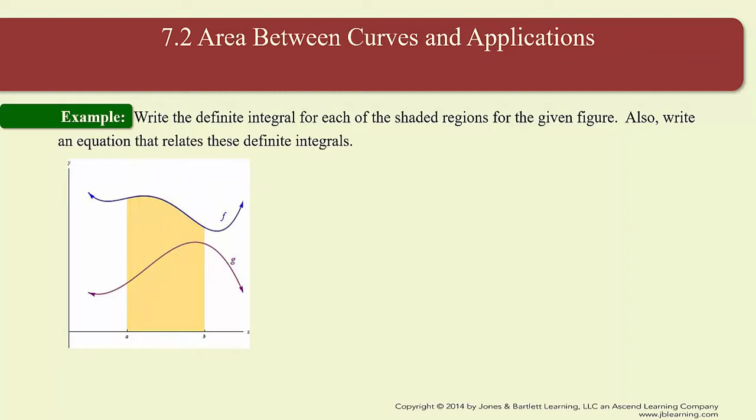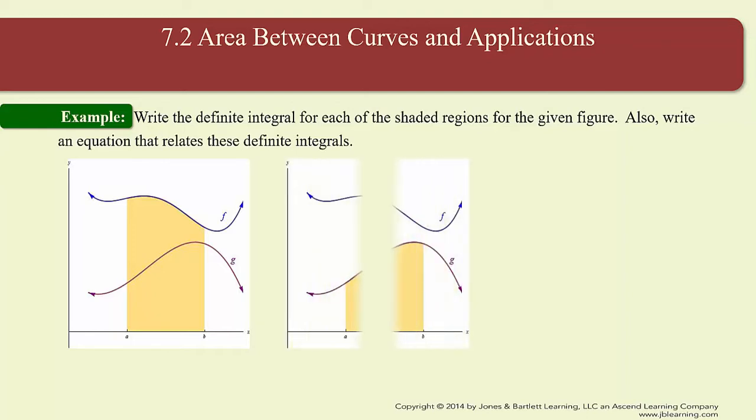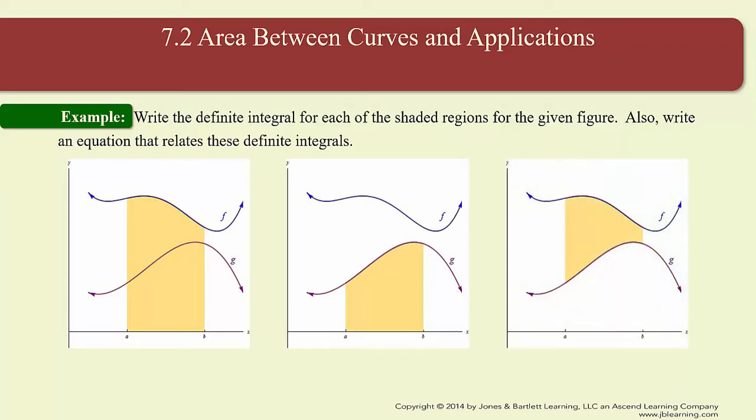Notice that shaded region is the region below the graph of f, above the x-axis, between x equals a and x equals b. We're going to write a definite integral for that shaded region. Notice that shaded region is below the graph of g, above the x-axis, between x equals a and x equals b. And then we're going to write a definite integral to find the shaded region shown in the third figure. And notice that shaded region is the region that is between the curves given by f and g, and between x equals a and x equals b.